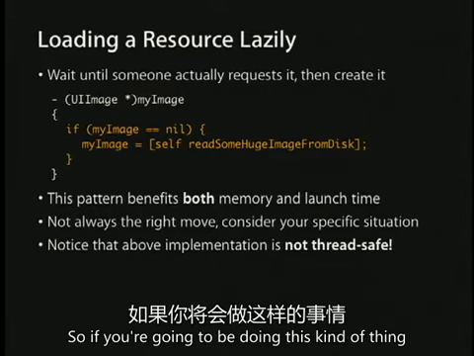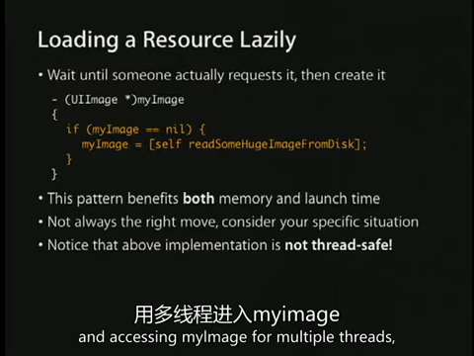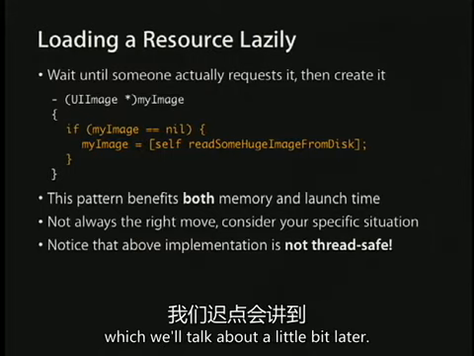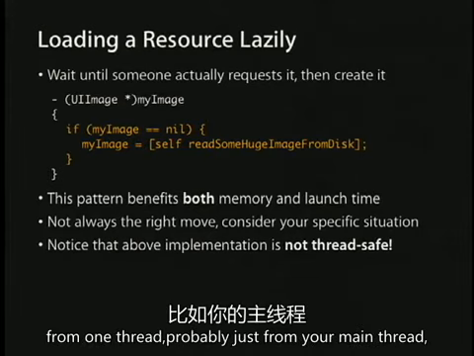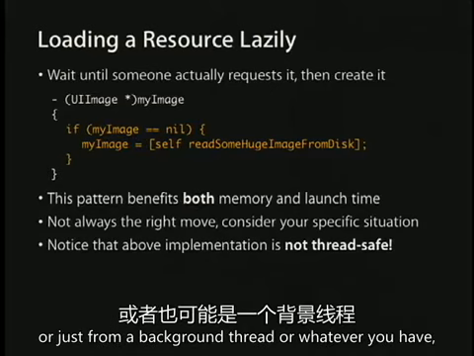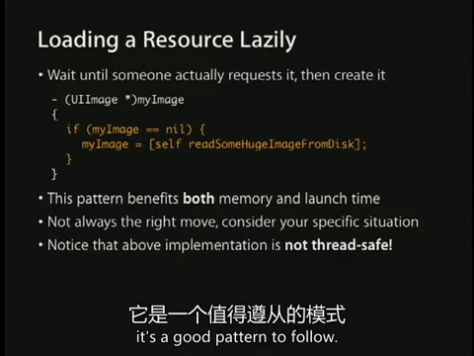So if you're going to be doing this kind of thing and accessing myImage from multiple threads, then you're going to have to start doing some kind of locking, which we talk about a little bit later. But in the general case, if you're only accessing it from one thread, probably just from your main thread, or just from a background thread or whatever you have, it's a good pattern to follow.